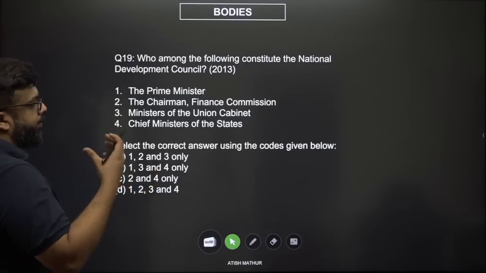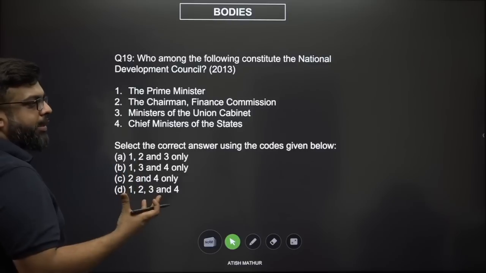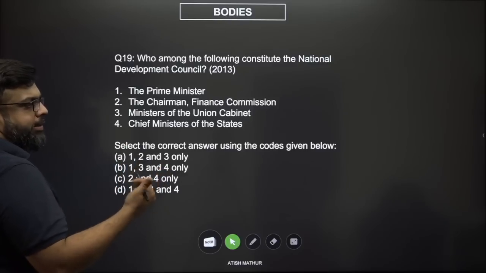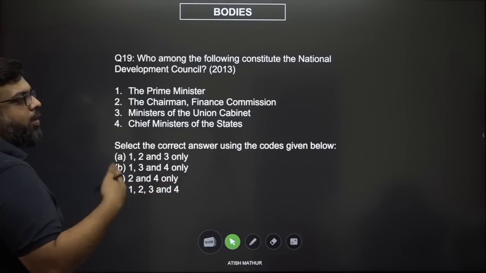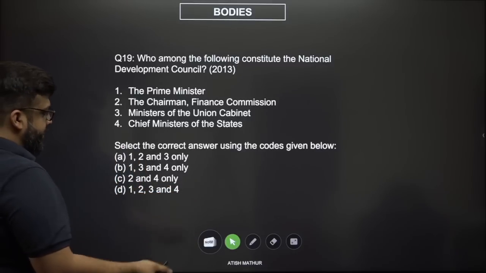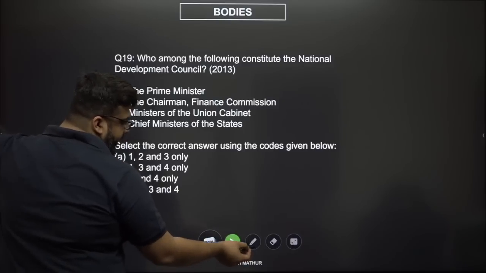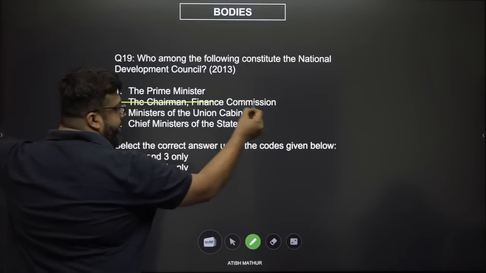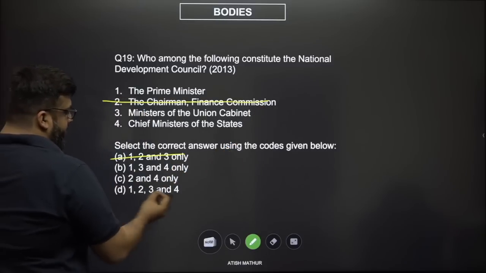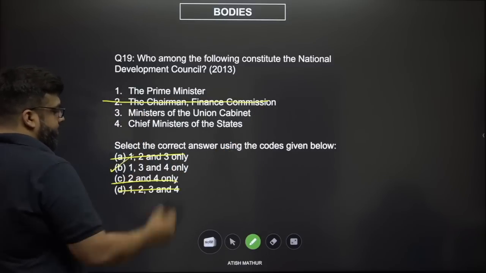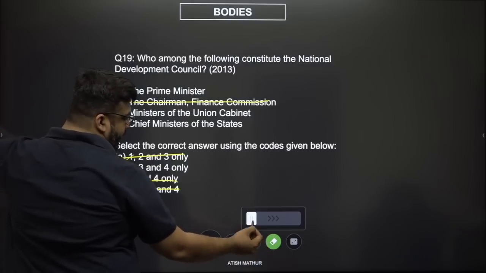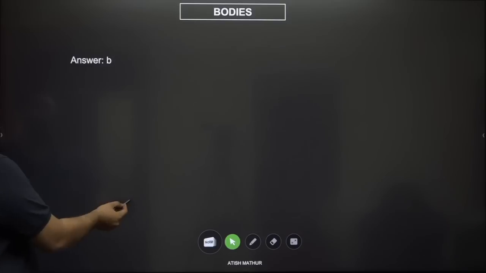This is the council which comprises of developmental agendas. Finance Commission largely looks at distribution of taxes and recommends on the distribution of taxes. If you see, definitely Finance Commission cannot be a member of the National Development Council. You eliminate option number 2. Anything which has option number 2 gets eliminated. The option that you are left with is B, which is 1, 3 and 4.